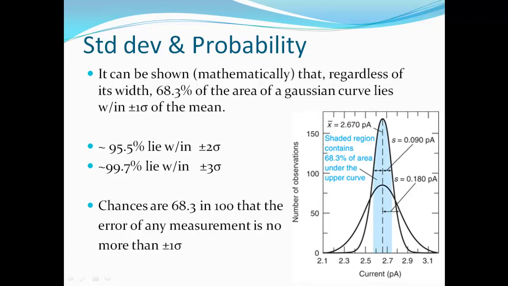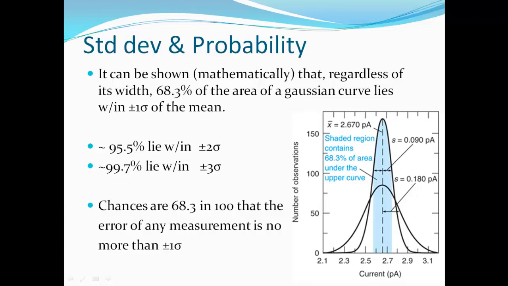95.5% of your data points are going to lie within two standard deviations of the center. And then 99.7% lie within three standard deviations. Another thing you have to take note of is that Gaussian curves are symmetric.